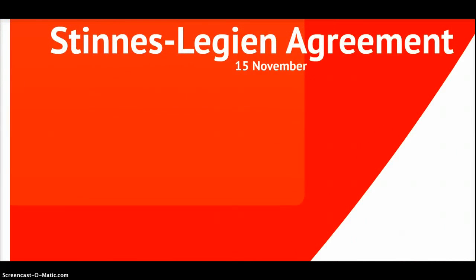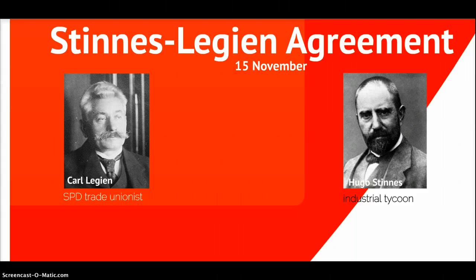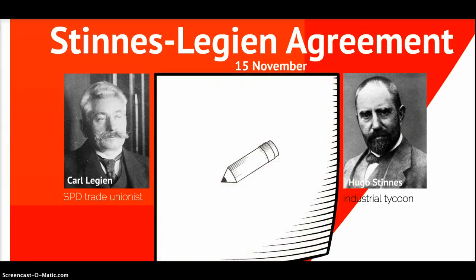Now, let's have a look at another significant agreement. This is the so-called, apologies, I'm probably pronouncing these names wrong, the Stinnes-Legien Agreement on the 15th of November. Well, the Ebert-Groener Pact was between the new moderate socialists and the army. The Stinnes-Legien Agreement is between the moderate socialists and industrial leaders within Germany. So this industrial tycoon, Hugo Stinnes, meets with Carl Legien, who is a trade unionist for the Social Democrats. Excuse me. And another deal is reached.